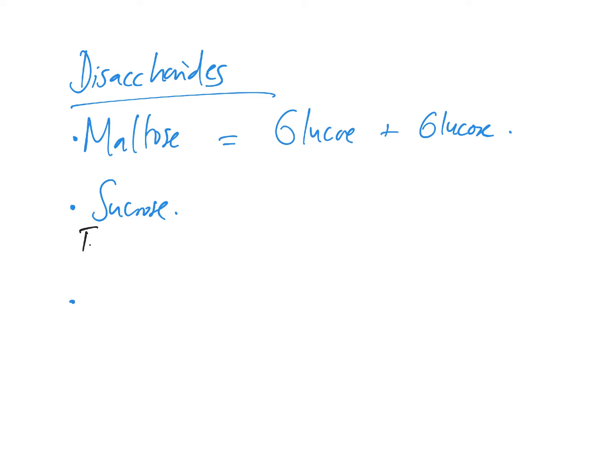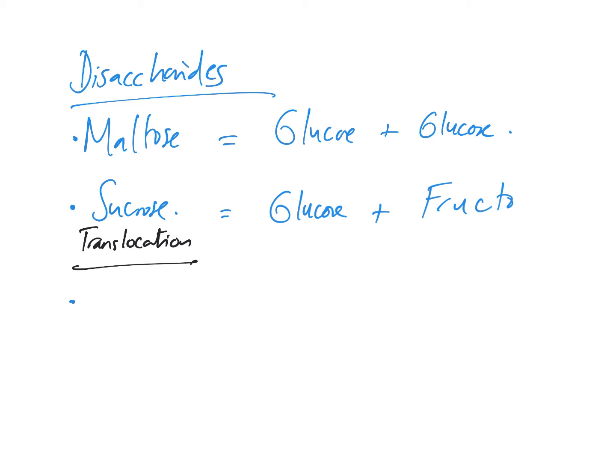So last year in GCSE, when you did translocation, which is the movement of sugar in a plant, we're actually talking about the movement of sucrose. This year, when we do translocation in more detail, we are going to be talking about the movement of sucrose. So sucrose is the main sugar that is transported in plants as a result of photosynthesis. So sucrose is made of glucose, and the sweetest of all the sugars, which is why it's found in fruit, fructose.